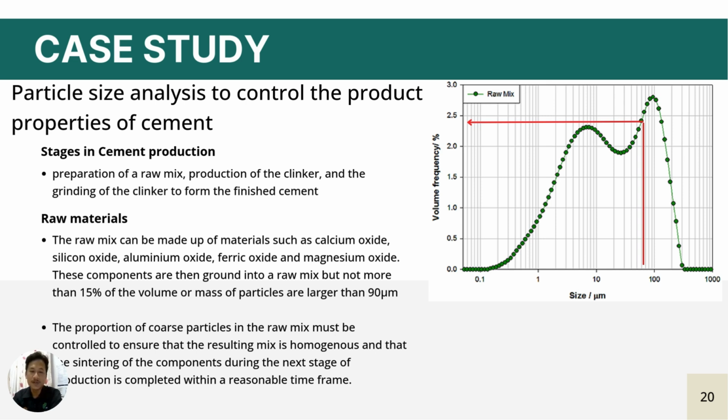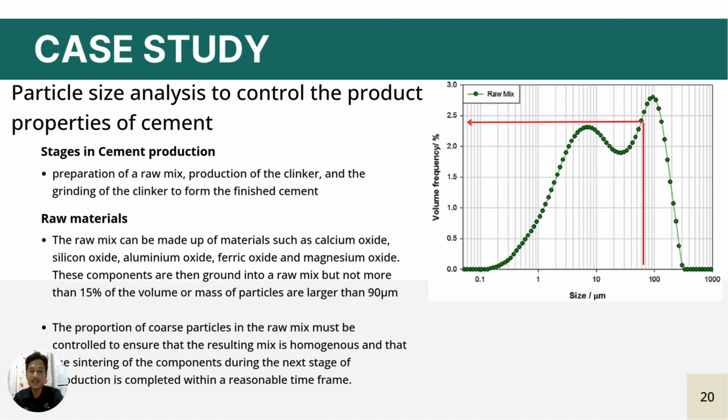Okay, now we are going to discuss a case study about particle size analysis to control the product properties of cement. There are three stages in the production of finished cement: the preparation of a raw mix, production of the clinker, and the grinding of the clinker to form a finished cement. The raw mix can be made up of materials such as calcium oxide, silicon oxide, and iron oxide. These components are then ground into a raw mix, but not more than 15% of the volume or mass of particles are larger than 90 micron. The proportion of coarse particles in the raw mix must be controlled to ensure that the resulting mix is homogeneous and that sintering of components during the next stage of production is complete within a reasonable time frame.